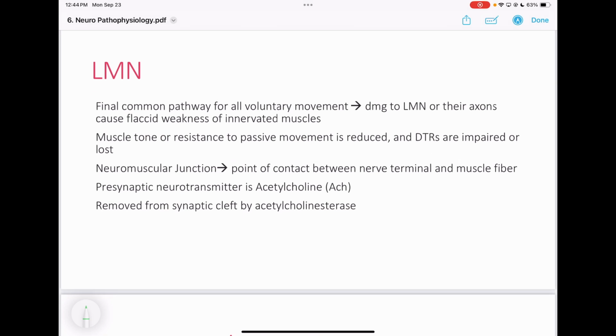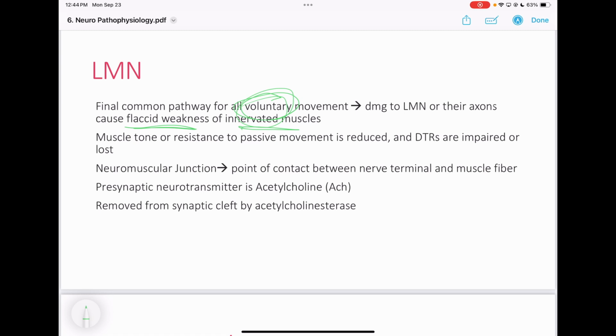Again, the lower motor neuron is the final common pathway for all voluntary movement. It's the motor system. This is under voluntary control. Damage to the lower motor neuron or the axons will cause flaccid weakness of the innervated muscle. You have to have nerves innervating your muscles or they will not work. They need to be excited.